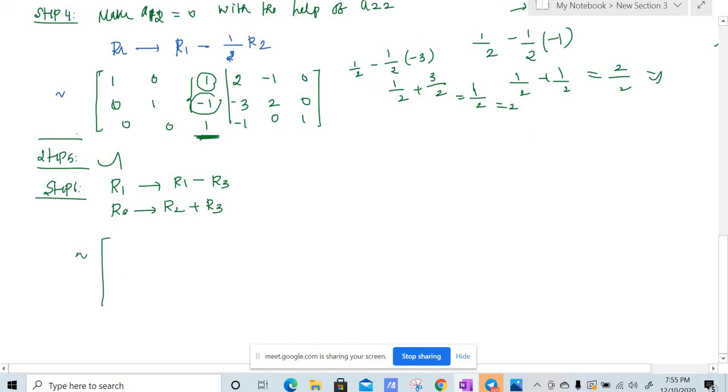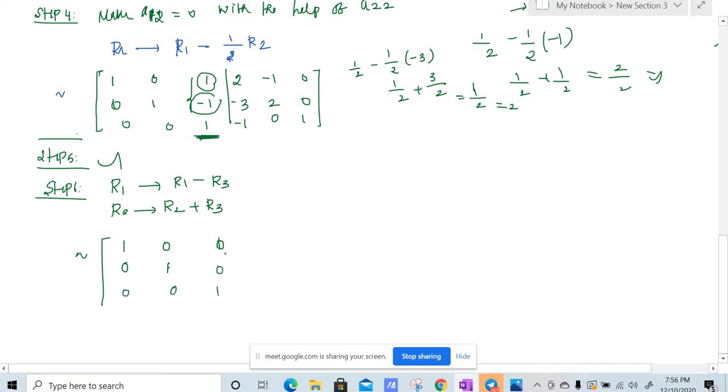So this will be transformed to 1 0 1, R1 minus R3. So 1 minus 0 will be 1, 0 minus 0 is 0, right? And R1 is R1 minus R3. So 1 minus 0, 0 minus 0, 1 minus 1, and R2 is R2 plus R3. So 0 plus 0 is 0, 1 plus 0 is 1, minus 1 plus 1 is 0.